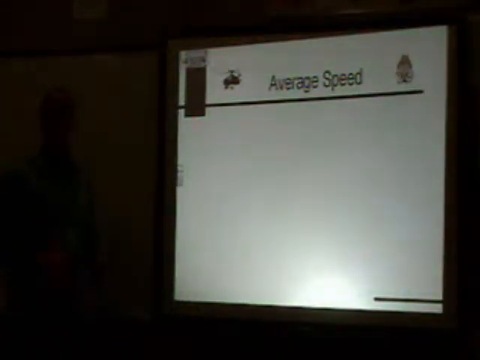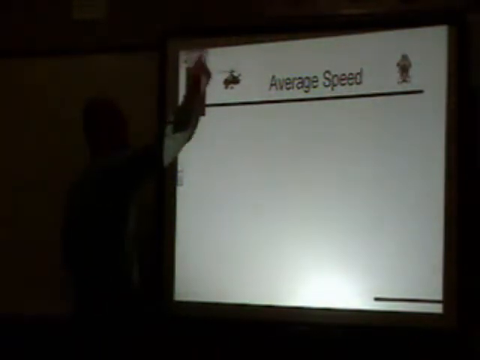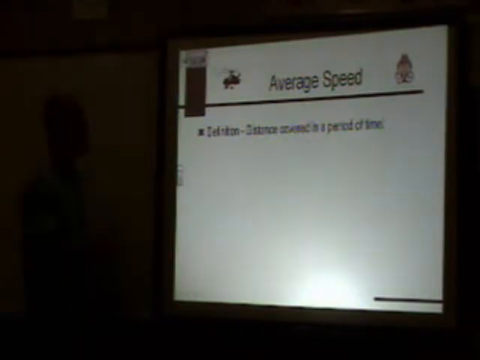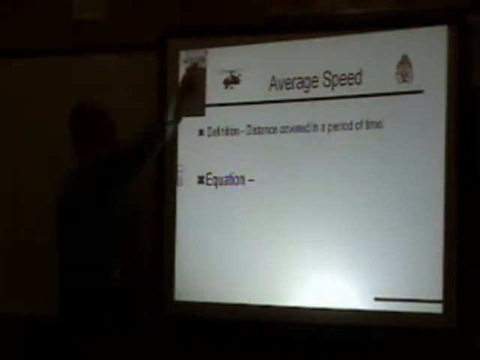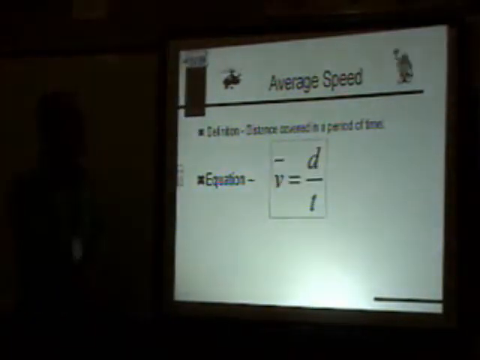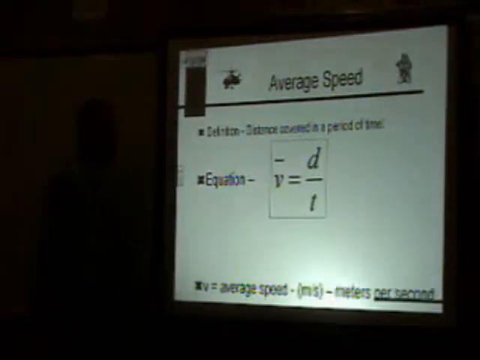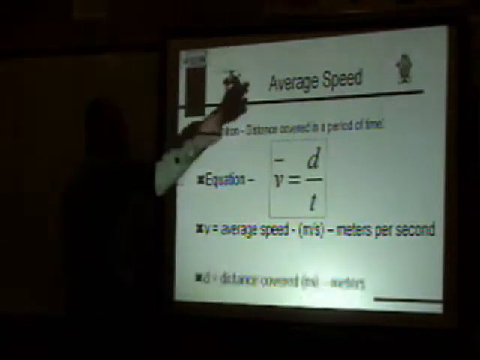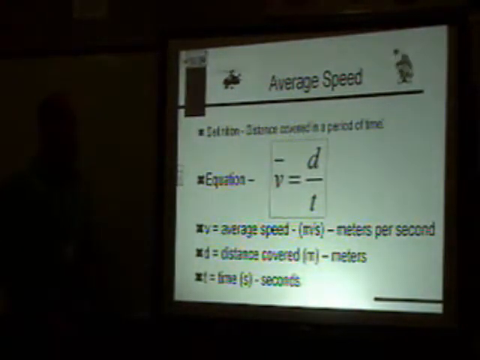Alright, average speed is the simplest form of the study of kinematics, where we study the distance covered over a period of time of an object. The equation that we use for average speed is v equals d over t, where the v is the average speed measured in meters per second, the d is the distance covered by the object in meters, and the t is the time in seconds.